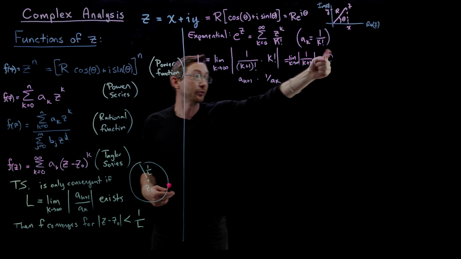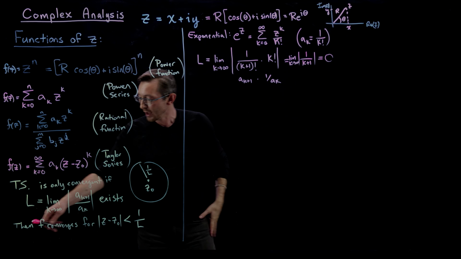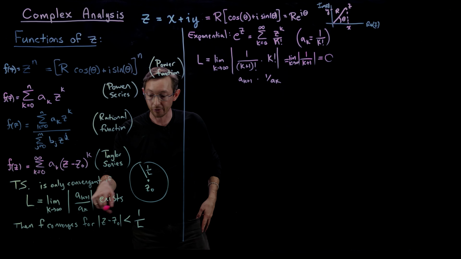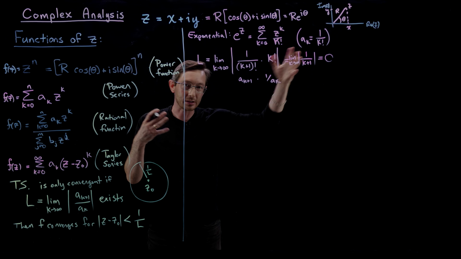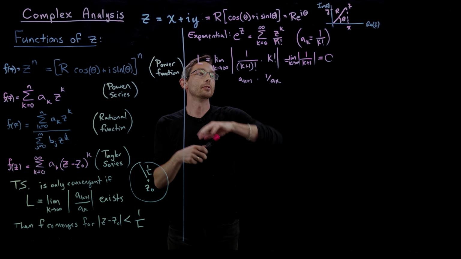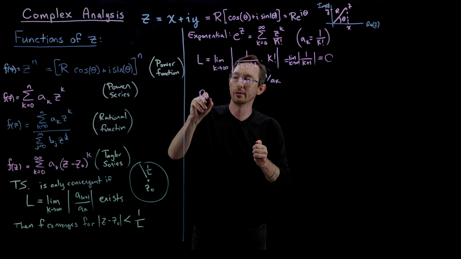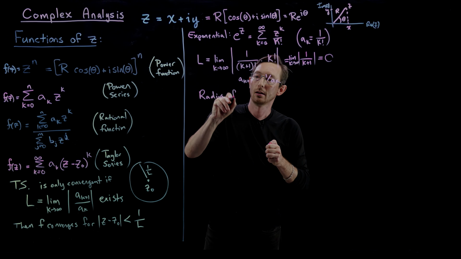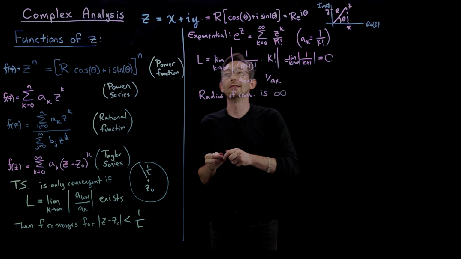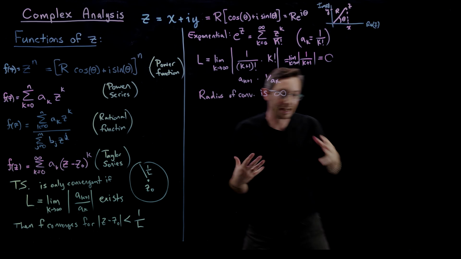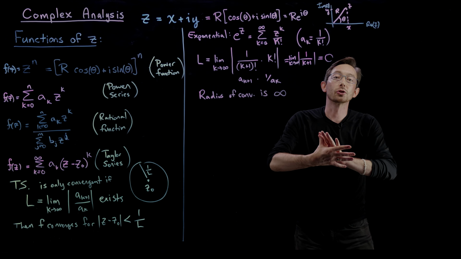So essentially, this Taylor series is only convergent if this L exists. If it's bounded, it definitely exists. It's the number 0. And f converges for everything within a radius of 1 over that number L. And 1 over 0 is kind of infinity. So the radius of convergence is infinite. That means that this exponential function, its Taylor series, converges everywhere.